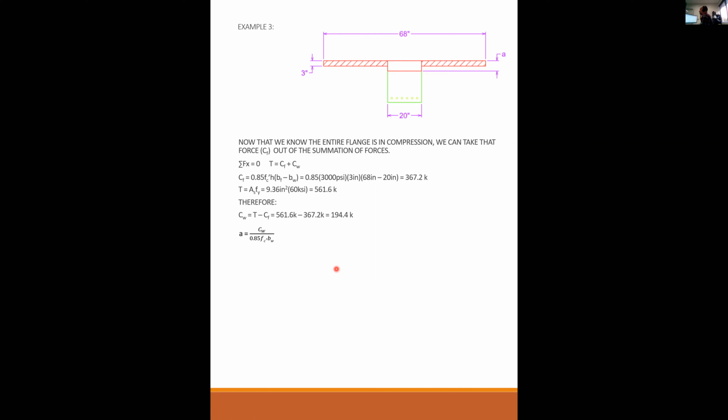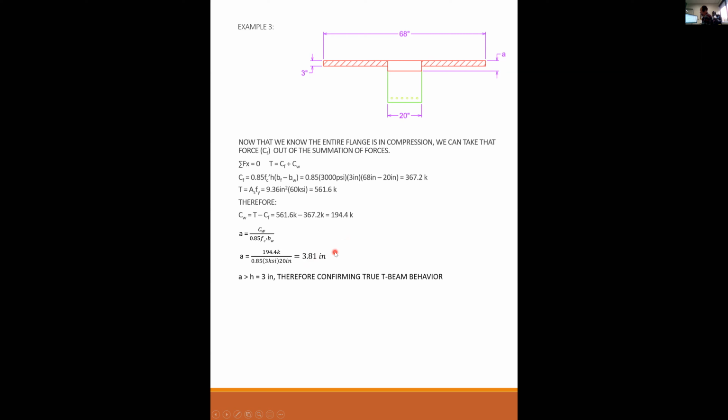Now what I can say is that little a is equal to the compressive force in the web divided by 0.85 F prime C times the width of the web. So I'm basically just doing like a rectangular beam analysis for the web portion. So I can say that little a is 194.4 over 0.85 F prime C times the width of the web, 20 inches, and that gives me 3.81 inches. Little a is 3.81 inches.